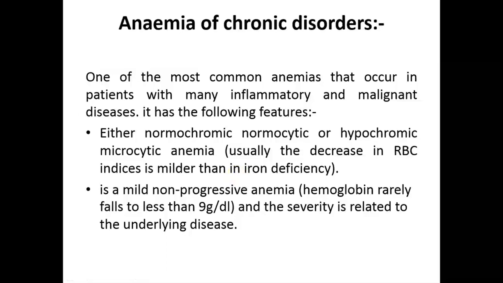الفيتشر الثانية of anemia of chronic disease is that it is a mild type of anemia, non-progressive anemia. Hemoglobin rarely falls to less than 9 gram per deciliter. عادة ما يتجاوز يقل عن 9. The severity depends on what? On the underlying disease. The severity depends on the underlying disease.